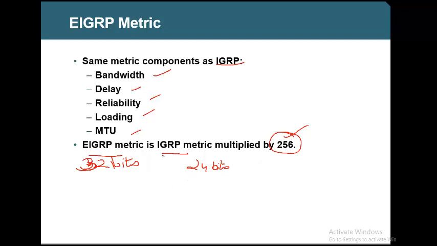Why? IGRP is only 24 bit. How many bits do you need more to go to 32? 8 bits. So 2 to the power of 8 is 256. You got 8 bits lower in IGRP. So if you take IGRP, you need to multiply by 256. Only then you will get EIGRP metric. So that's the big difference. Otherwise, it's the same values: bandwidth, delay, reliability, load, and MTU. Both EIGRP and IGRP follow these 5 metric components.